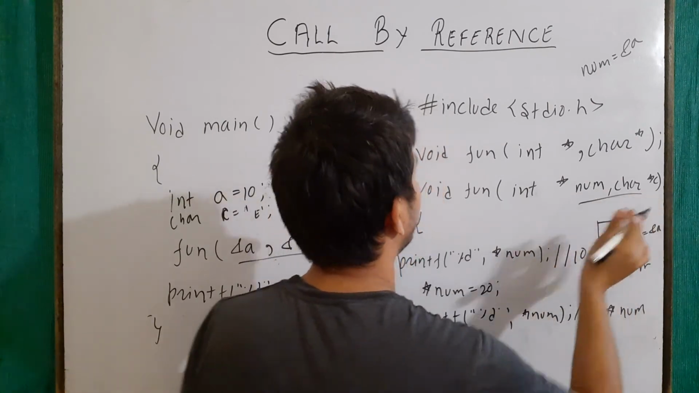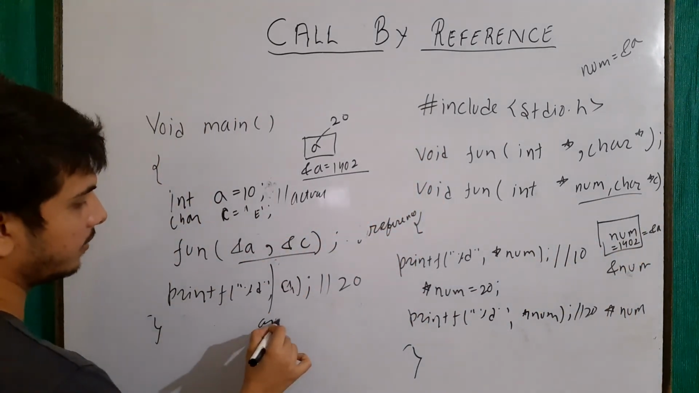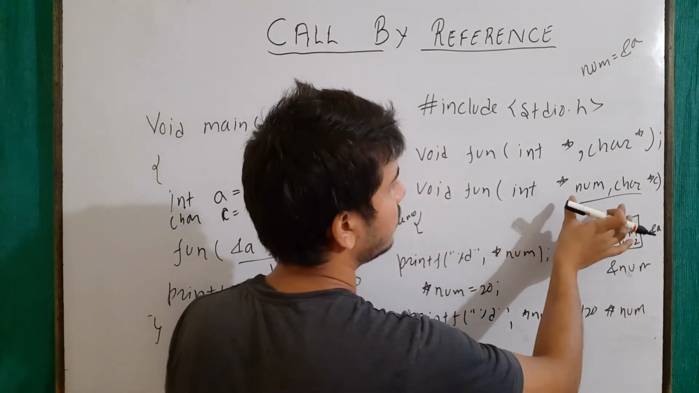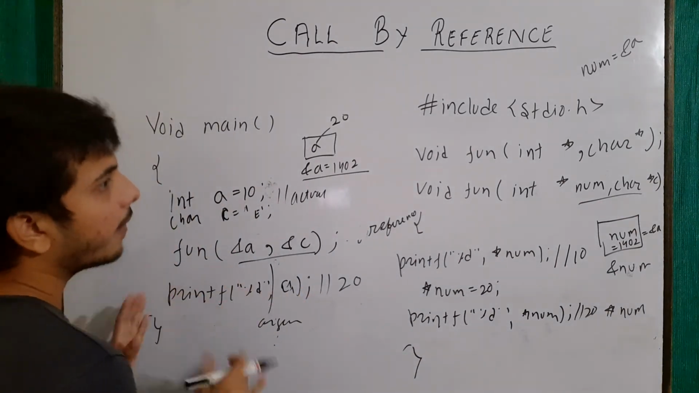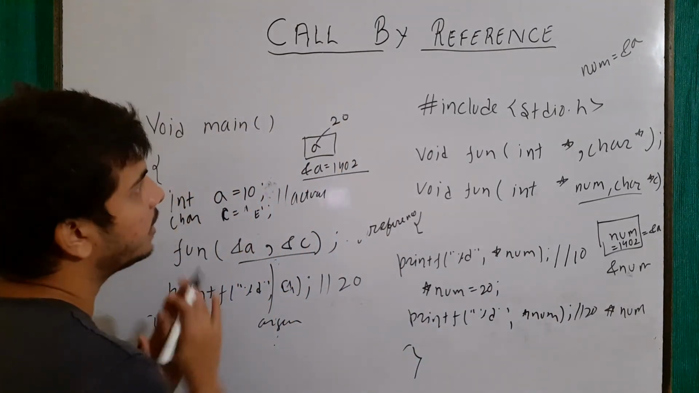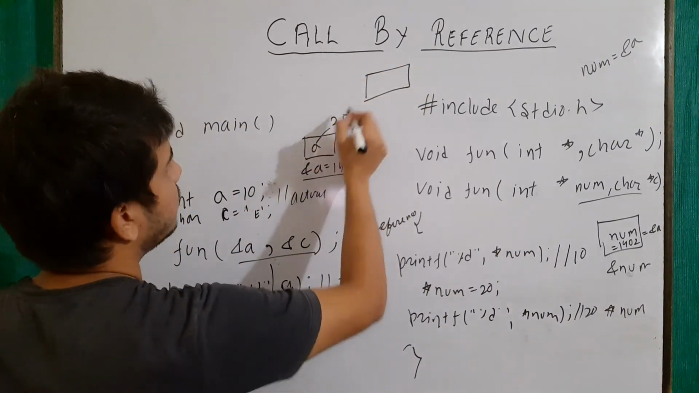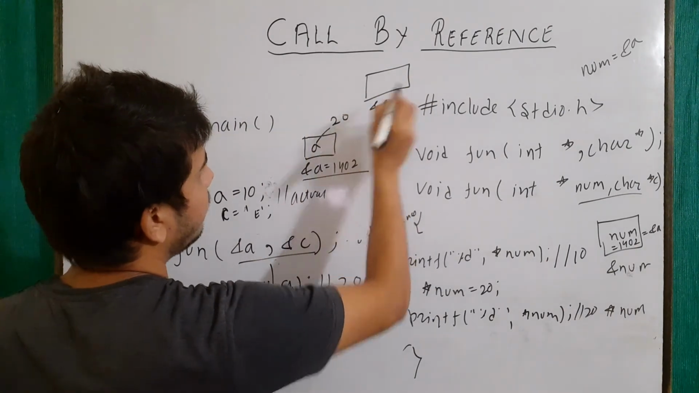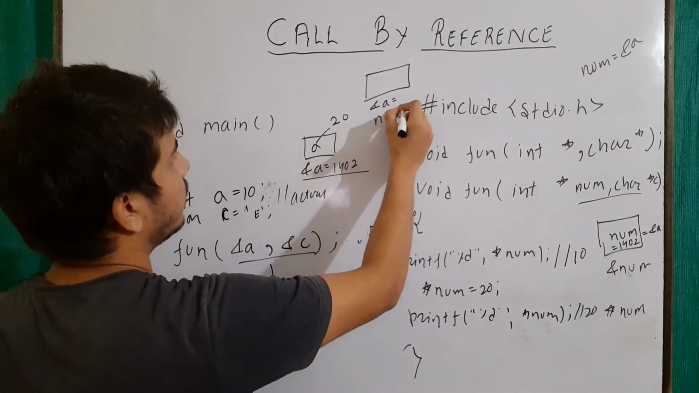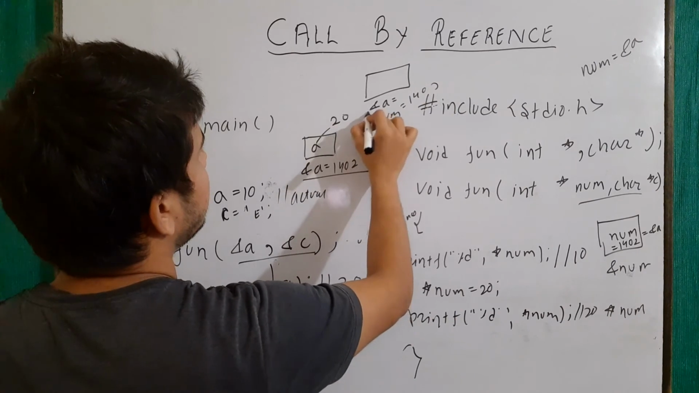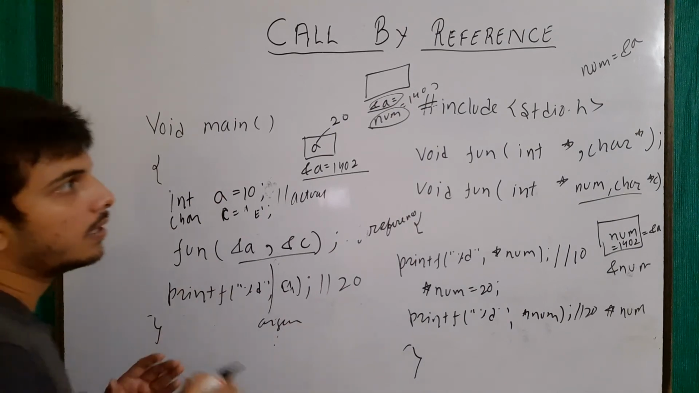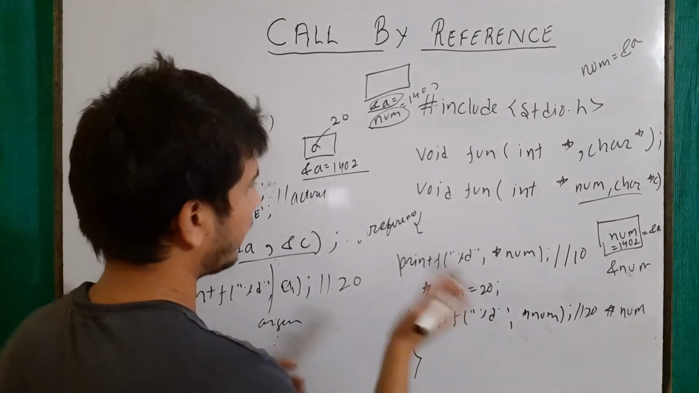So the main point is that when we are using call by reference, any changes made by the parameters will also be reflected back to our arguments. Any changes in the values of these variables will also be reflected back. Why? Because both of them are pointing to the same memory location. &a is pointing to this memory location, and num is also pointing to the same memory location. So whether I make changes in this memory location using this name or this name, everything means the same. So the changes are reflected back here.